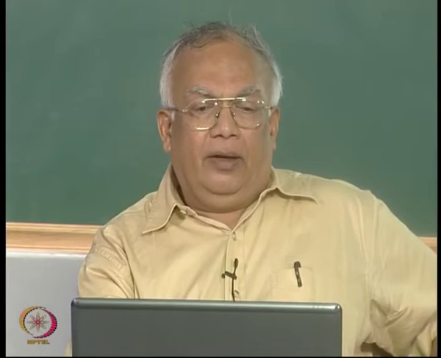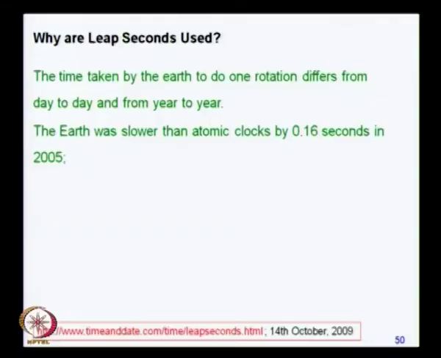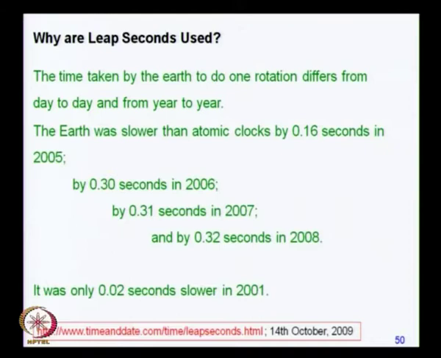Now, with respect to these atomic clocks, the Earth was slower by 0.1 seconds in the year 2005. 0.1 second over 1 year, maybe not much, but then it is there, it is not zero. It was 0.30 seconds in 2006. So, it is not the same year to year, and therefore, not the same day to day. It was 0.31 seconds in 2007, 0.32 seconds in 2008, whereas in 2001, the Earth was slower than the atomic clock only by 0.02 seconds. So, there is no easy thumb rule that you can use.